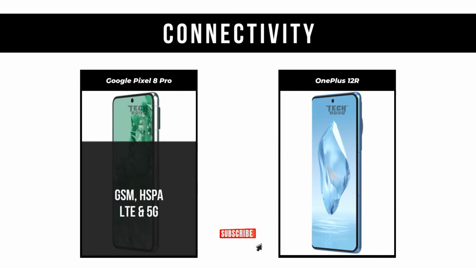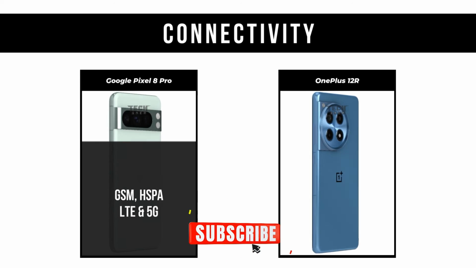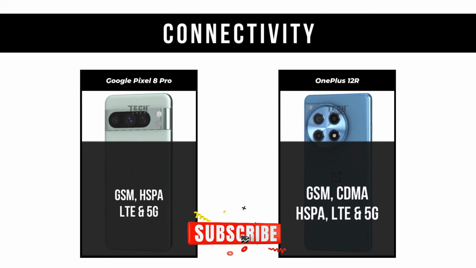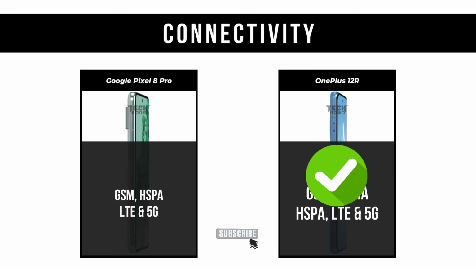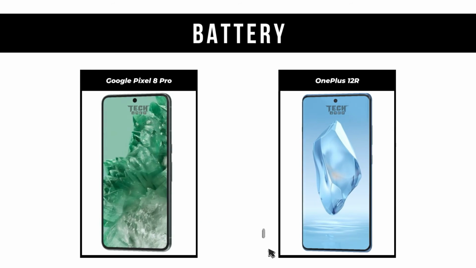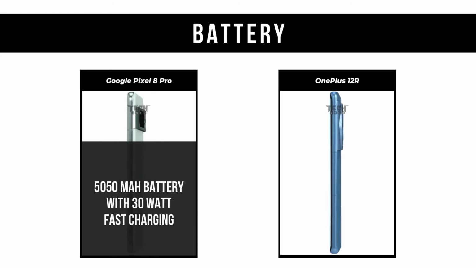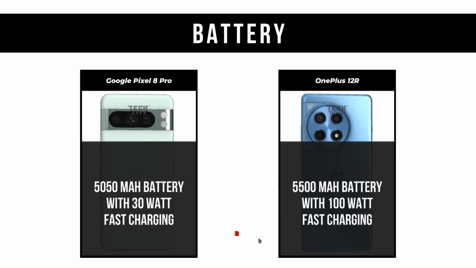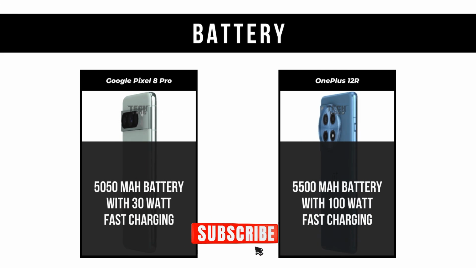Connectivity. Google Pixel 8 Pro is GSM, HSPA, LTE, and 5G. OnePlus 12R is GSM, CDMA, HSPA, LTE, and 5G. Battery. Google Pixel 8 Pro is 5050 mAh battery, with 30 watt fast charging. OnePlus 12R is 5500 mAh battery, with 100 watt fast charging.